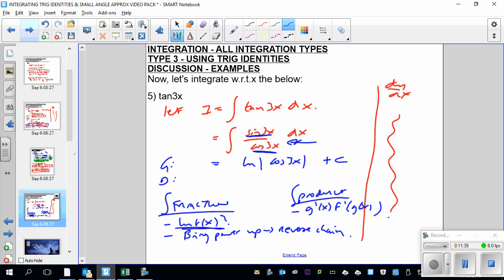Differentiate it to check. Ln of that goes to function on the bottom, minus 3 sine 3x on the top. So I've got minus 3 too many. I didn't start with a minus 3 on the top. So I'm going to need to adjust. So we'll adjust. The final answer must be minus a third ln mod cos 3x plus c. Okay?